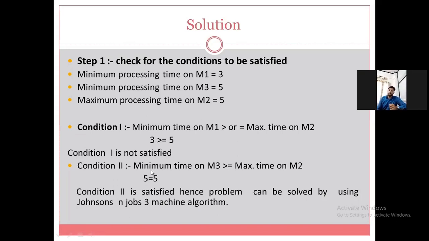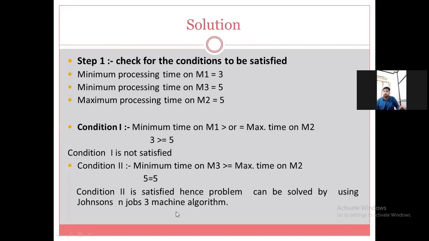Now check condition number 2. Condition number 2 is minimum processing time on M3 should be greater than or equal to maximum processing time on M2. So minimum processing time on M3 is 5 and maximum processing time on M2 is 5. So 5 is equal to 5. So we can say that this condition is satisfied. Condition number 2 is satisfied. Hence the problem can be solved by using Johnson's N jobs 3 machine algorithm.